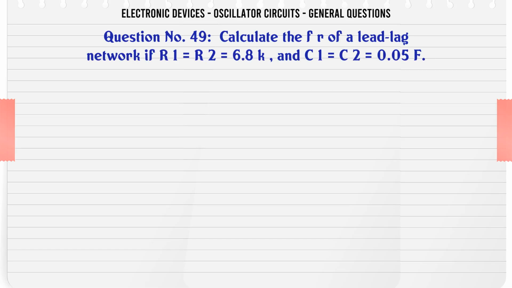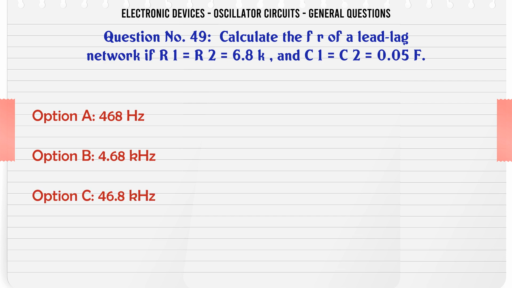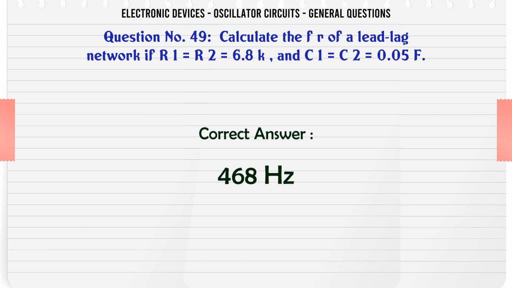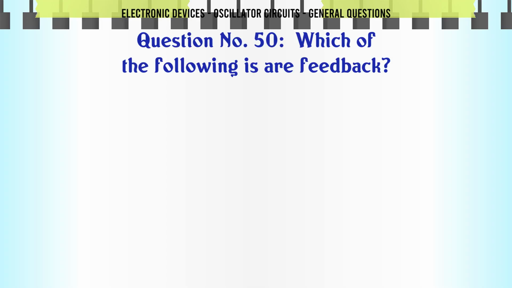Calculate the FR of a lead lag network if R1 and R2 are 6.8K and C1 and C2 are 0.05 µF. A. 468 Hz. B. 4.68 kHz. C. 46.8 kHz. D. 468 kHz. The correct answer is 468 Hz.